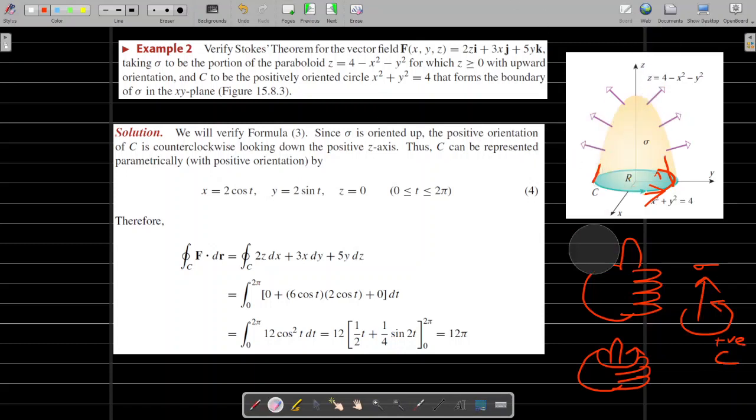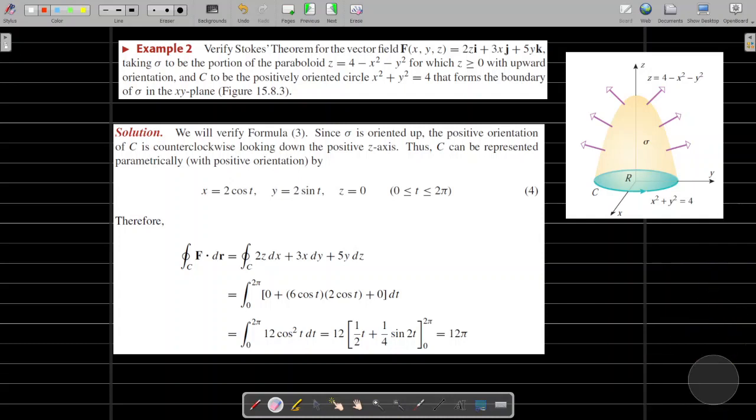Okay, so I hope the orientation part is clear. Now we will find out what they have asked you to verify: Stokes theorem. So that is very important. They have asked you to verify Stokes theorem.